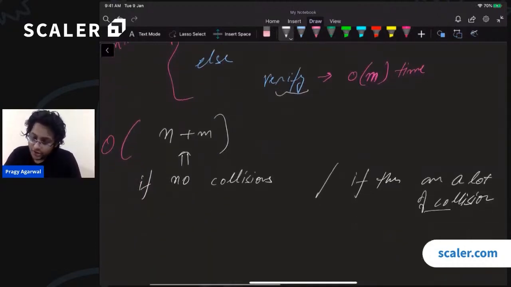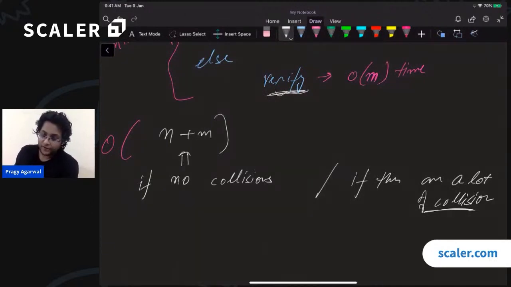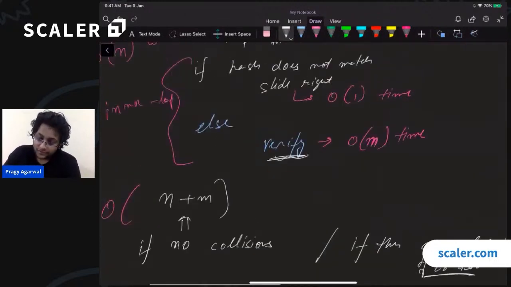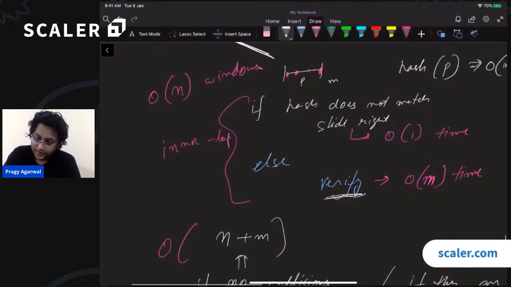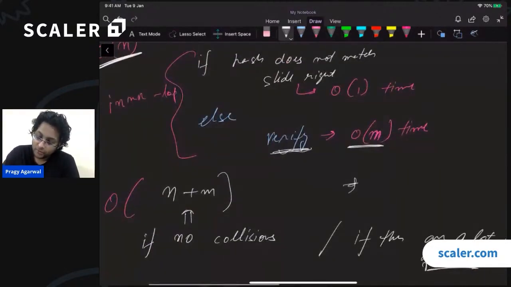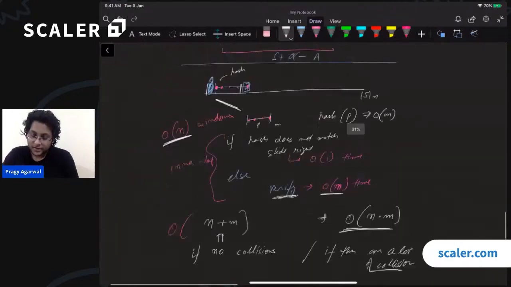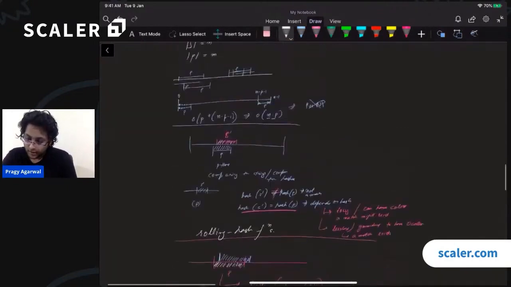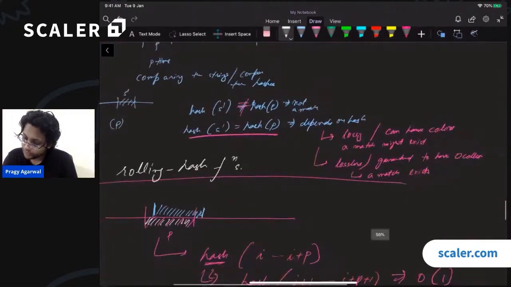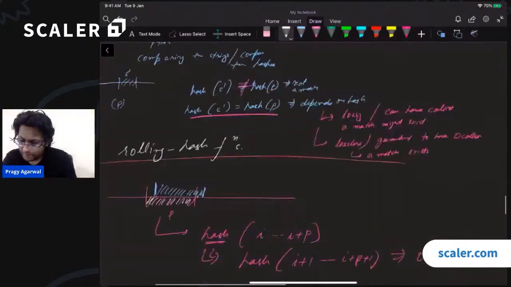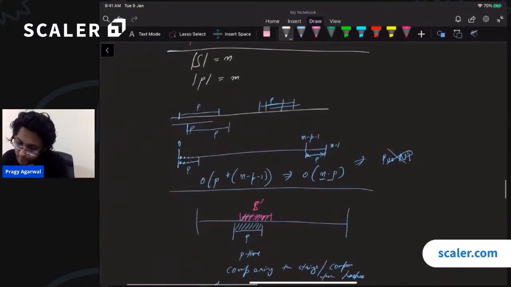But if there is a chance of collision, then I have to keep doing verification again and again. So in the worst case, as we see from this loop, it can go order of n times order of m. The total time complexity can be order of n times m, and this is no better than the brute force. The brute force solution was also order of m times n.